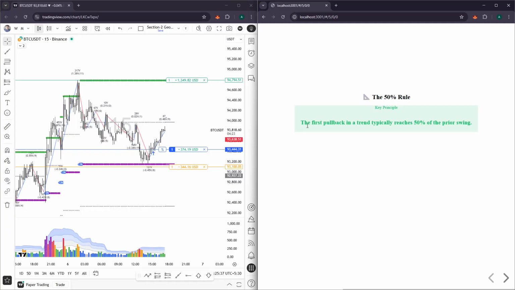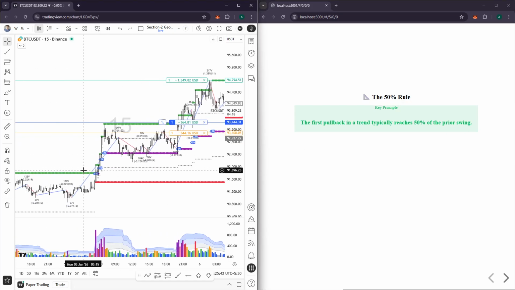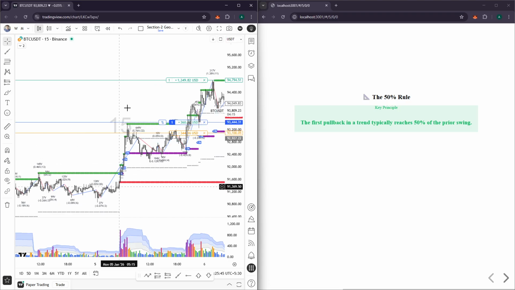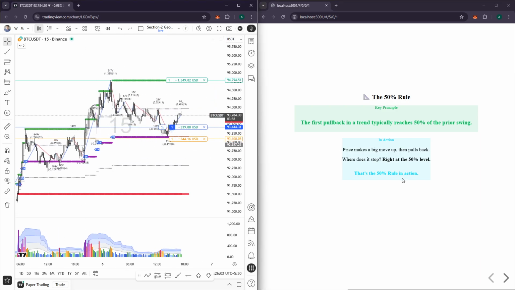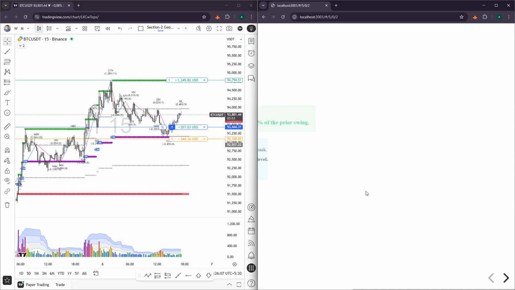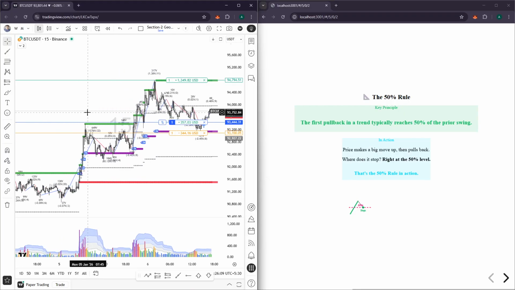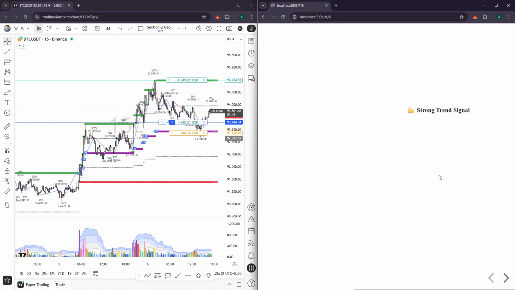So the key principle is the first pullback in an uptrend typically reaches 50% of the prior swing. You see, the first pullback of this trend reaches 50%, right? So when price makes a big move up, then pulls back, where does it stop? Right at the 50% level. And that's the 50% rule in action. You see, it made a new high and then it stopped here at the 50% level.